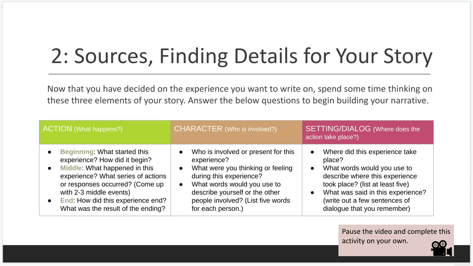All right, for step 2, sources. What we're going to do is work on creating some details for your paper first. And what I've done is broken these details down to 3 areas. Action, which is basically what happened, that's like plot. Then character, who is involved, and setting and dialogue. So for action, think about this moment in time. How did it start? That would be your beginning.